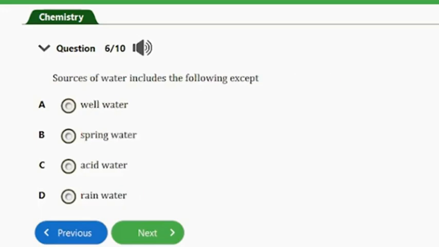So let's consider the next question, question number 6. Sources of water include the following except A. Well water, B. Spring water, C. Acid water, D. Rainwater. So guys, the answer to this question is option C, that's acid water.